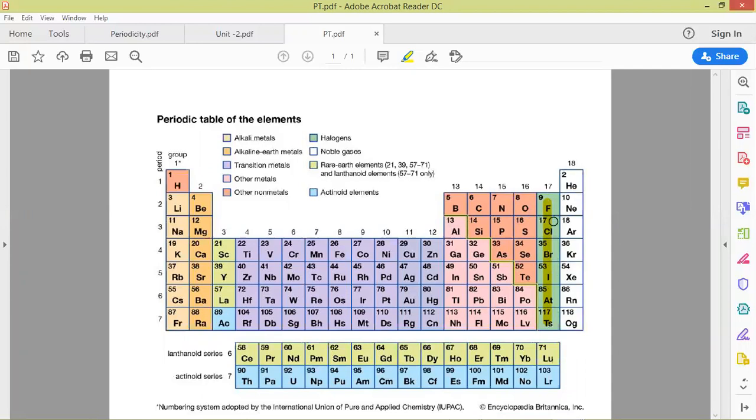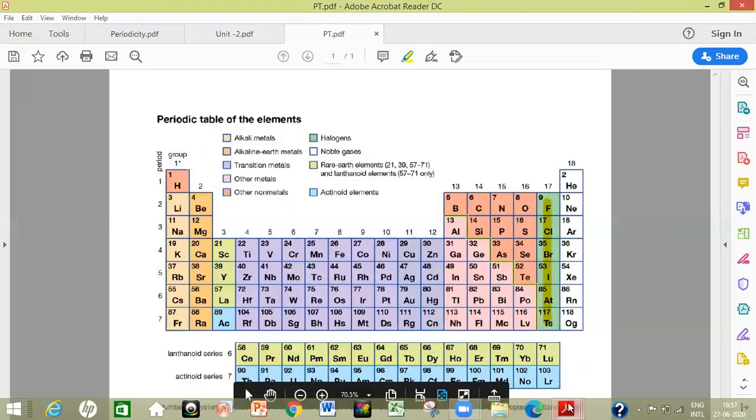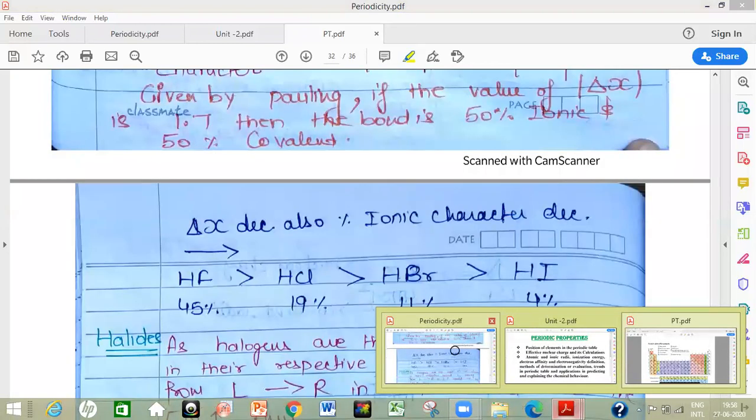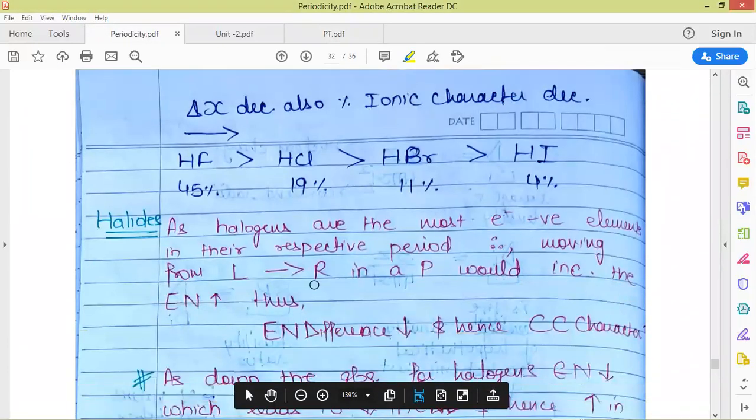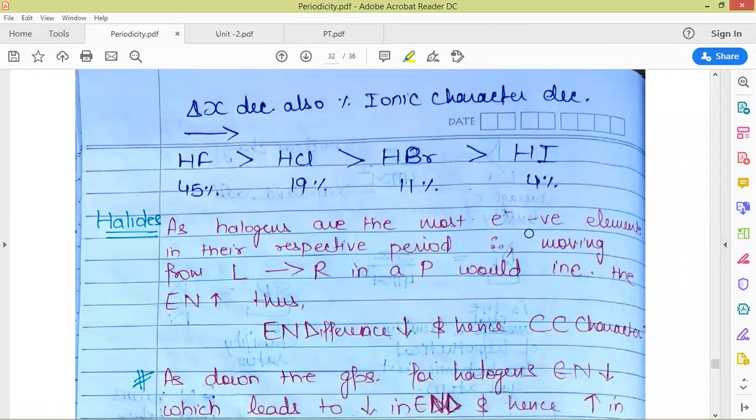This we have observed. Now this decrease in ionic character is based upon the electronegativity difference, which is decreasing as we move down group 17. As the halogens are the most electronegative elements in the respective period, moving along the period from left to right would increase the electronegativity. Electronegativity is increasing.